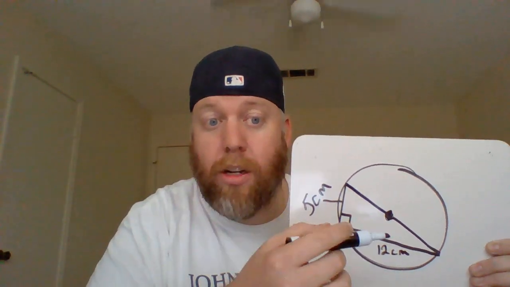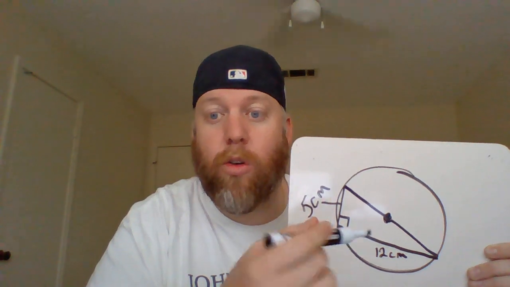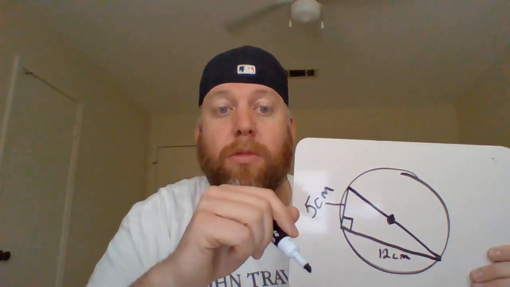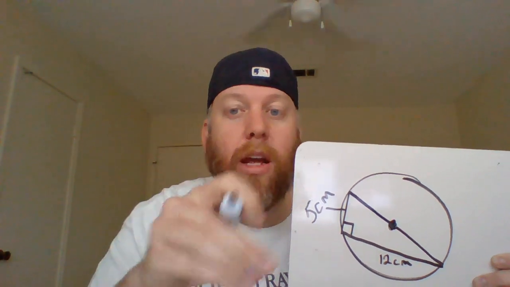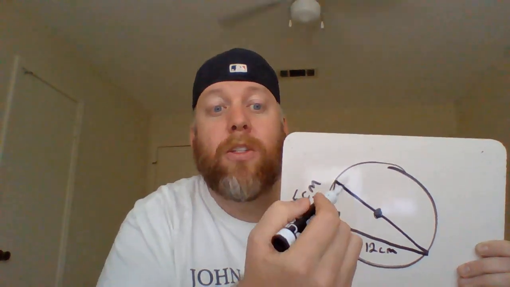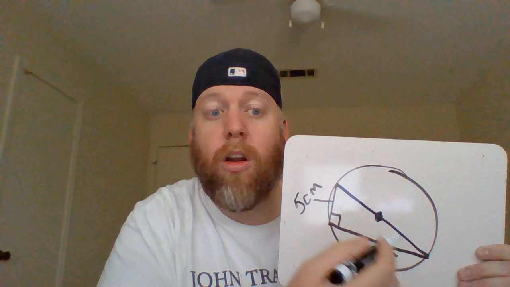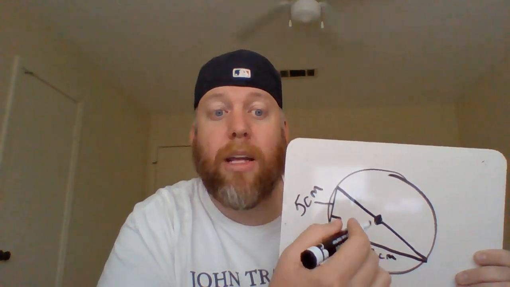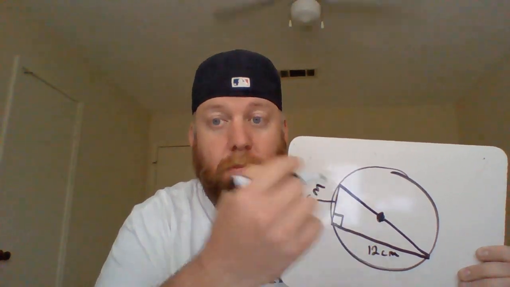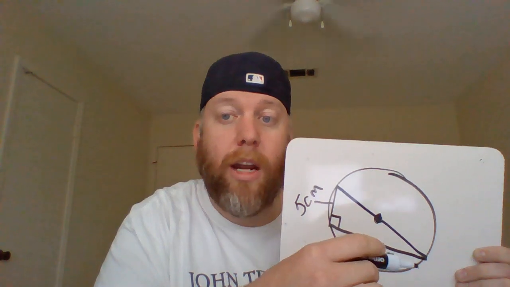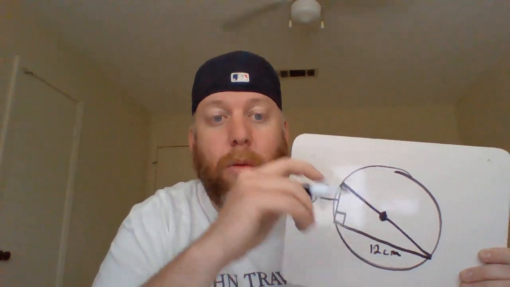So if it wants to know the circumference of the circle, and it says to leave the answer in terms of pi, that means leave pi as the symbol in your answer, right? So we're looking for the diameter, and we know that diameter times pi is our circumference, okay? Or pi times the diameter is the circumference, whichever way you want to say it.